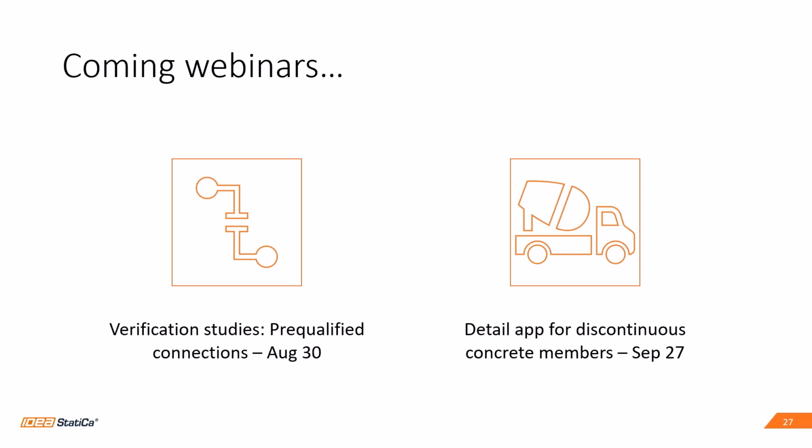Many of you probably don't know what the Detail app is. That is one of the software that are part of our concrete solution. This is the one that has first been migrated over for the US codes, so ACI, Imperial units. And it's really meant for designing the D regions, so discontinuous regions within concrete members. So that'd be beams, walls, haunches, openings. Those are the two things we have scheduled right now for the next 2 months.